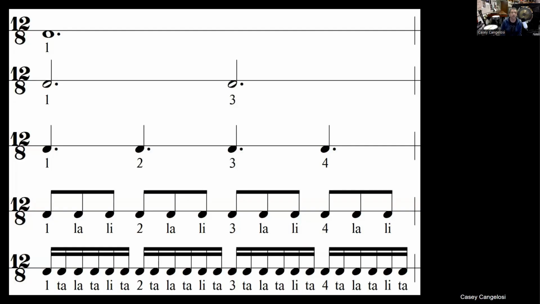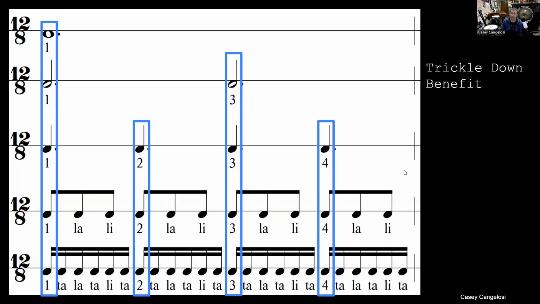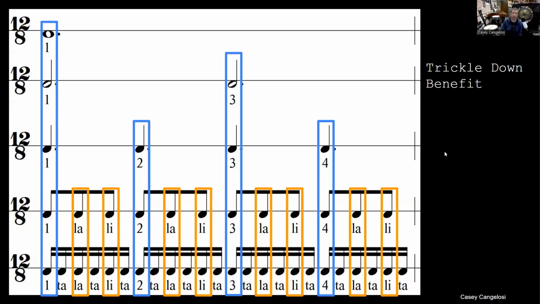In these meters, the syllable system trickles down like this. You still have the main beats. You have the inner 8th notes, lolly, and then you have the 16th notes, ta. And you get the same trickle down benefit.